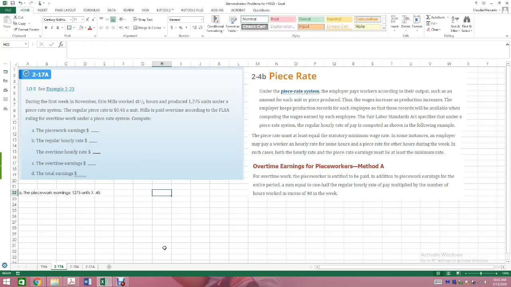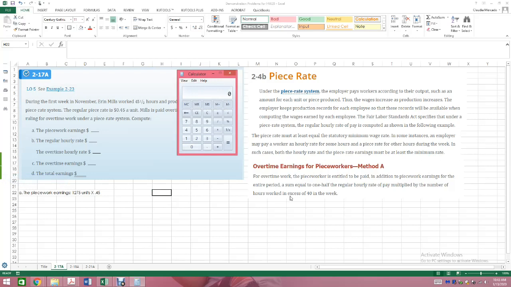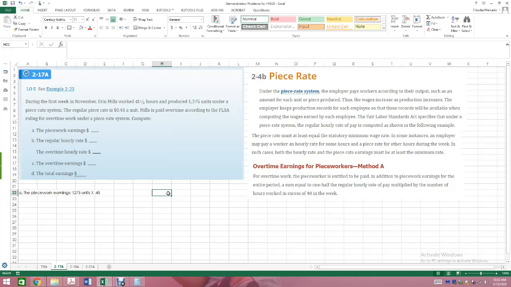So let me put a little box here so we can put the calculation. We're going to get our calculator. So 1,275 units were produced at a rate of 0.45. That means that the piecework earnings are $573.75. I'm going to do my calculation here within the cell. 1,275 times 0.45 is 573.75.